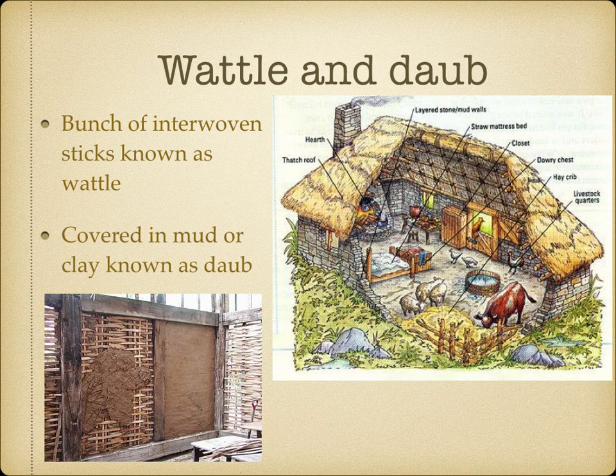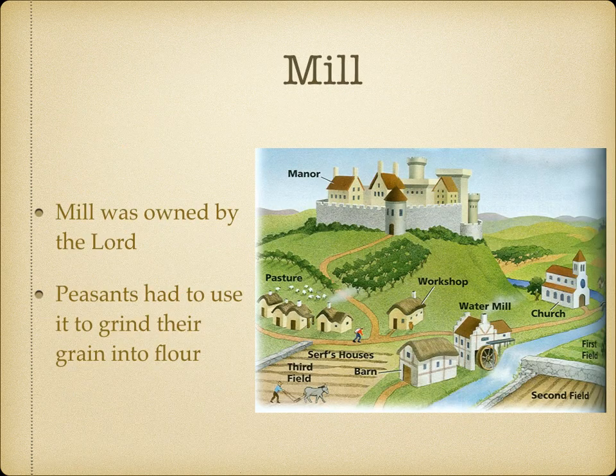The walls would generally be made of something called wattle and daub. Wattle is a bunch of interwoven sticks which are then covered with a mud or clay known as daub.